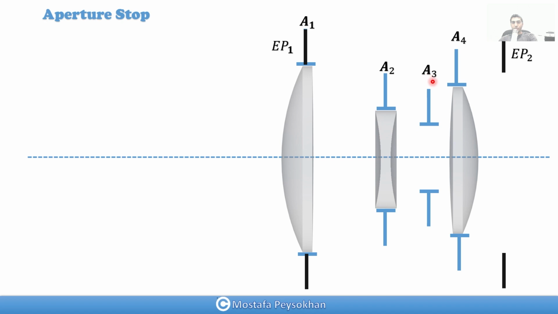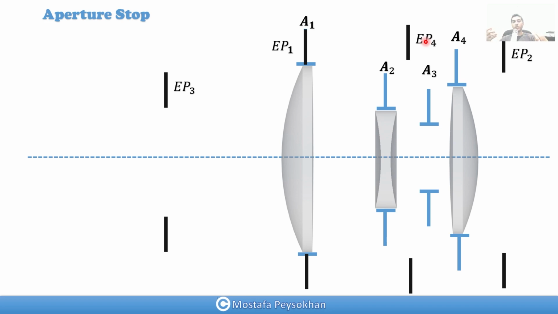So aperture 3, which is a physical aperture, now we need to image it through these two lenses. So we image it. The image is somewhere, is in object space. So that's EP3, the image of aperture 3. Now aperture 4, which is the last lens, we need to image it through the whole system. And it goes somewhere in the middle. So that's EP4. Now we have all EPs or entrance pupils.